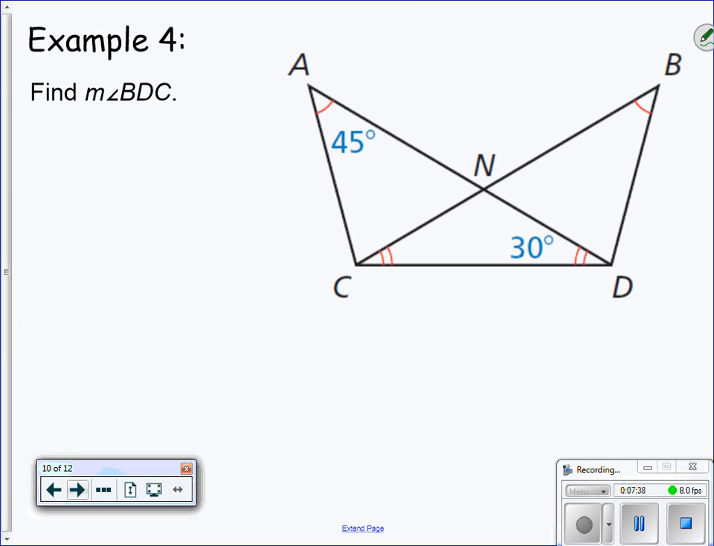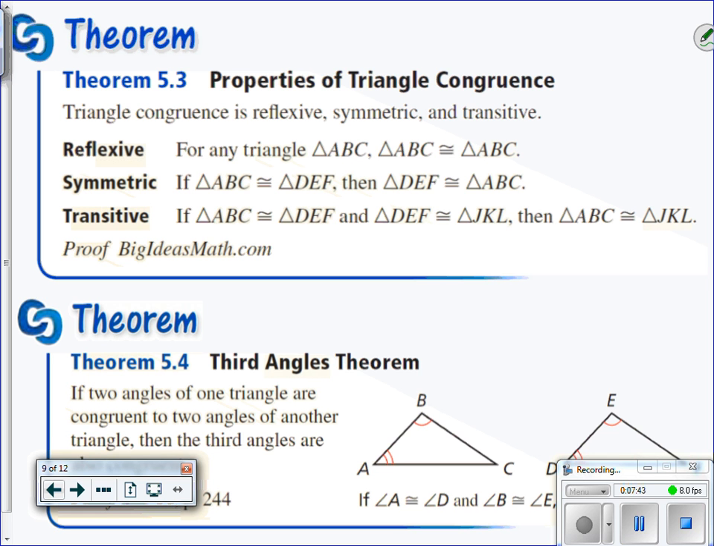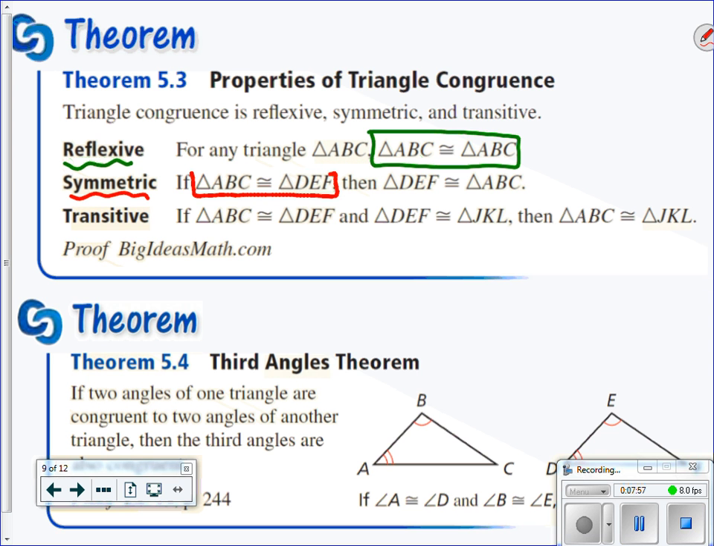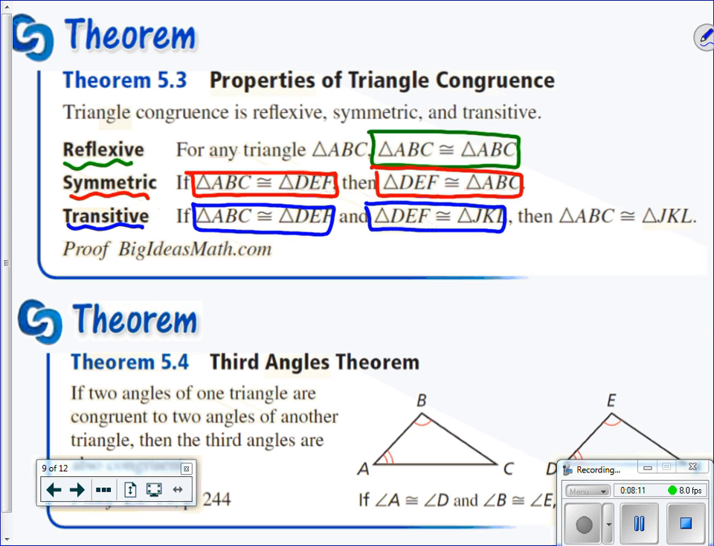So now let's skip ahead to these theorems. So properties of triangle congruence, you guys have seen reflexive before. Just make note that reflexive looks like this, okay? When something is equal to itself. Symmetric, if triangle ABC is congruent to DEF, well, DEF is congruent to ABC. And then you've got transitive. If ABC is congruent to DEF, but DEF is also congruent to JKL, we can set ABC and JKL equal to each other since they're both equal to triangle DEF.